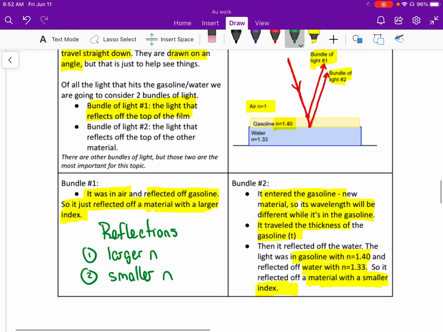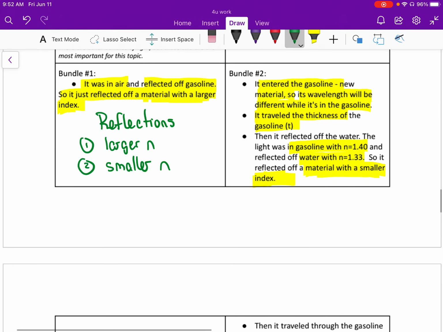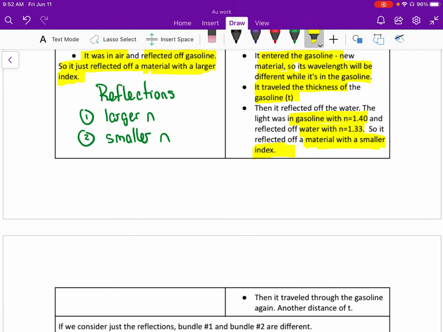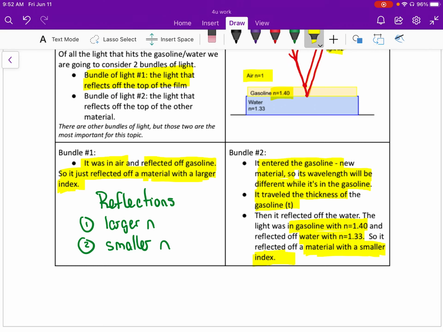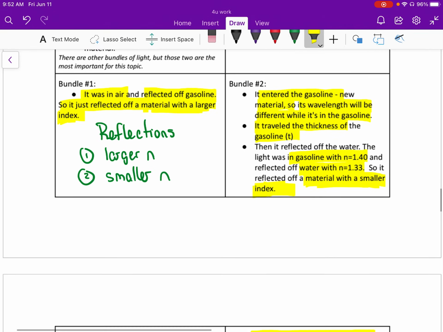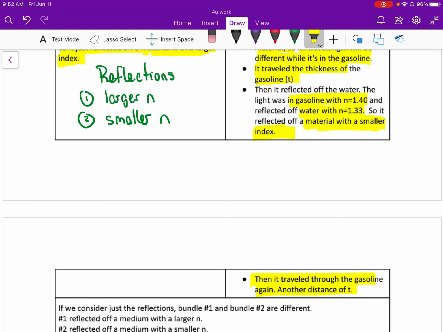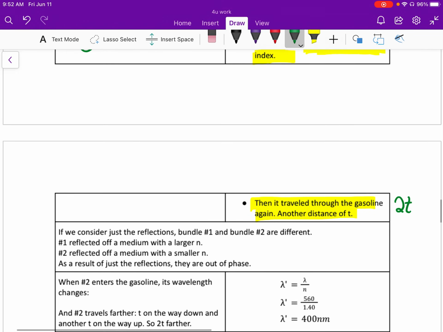And bad page break, but we're not done with bundle of light number 2. Bundle of light number 2 then continued, and it traveled through the gasoline again, so another distance of t. Remember, I'm drawing it on an angle just to see it, but that bundle of light number 2 went straight down t and then straight up t. So altogether, bundle of light number 2 has gone extra distance in the amount of 2t, a t on the way down and a t on the way up.